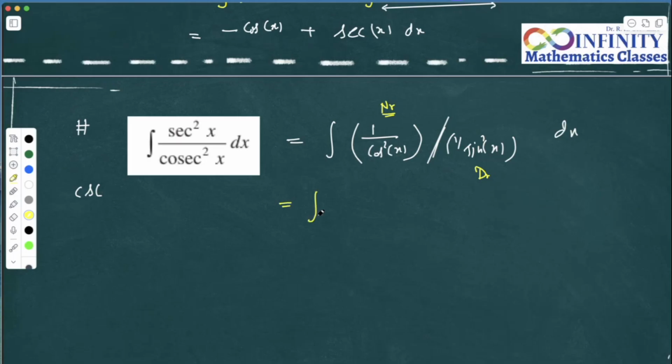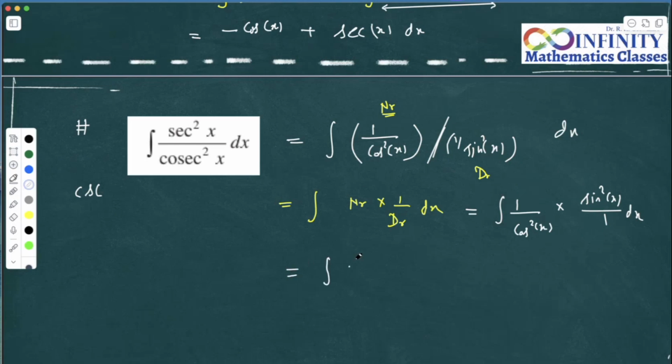How should we simplify? Keep the numerator as it is, multiply by the reciprocal of the denominator. This is how generally we simplify them. Numerator is 1 over cos square x. Multiply by the reciprocal of the denominator. What should it be? Sin square x divided by 1. Check the denominator, 1 over sin square x. You need to multiply by the reciprocal of it. Am I right? Perfectly okay.